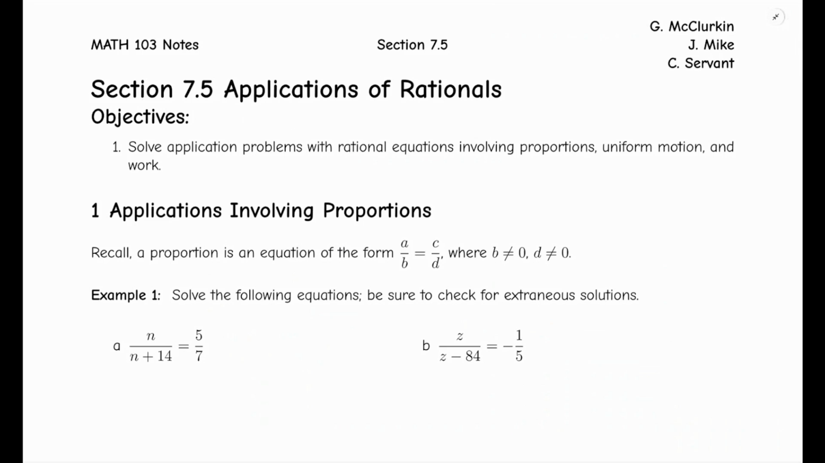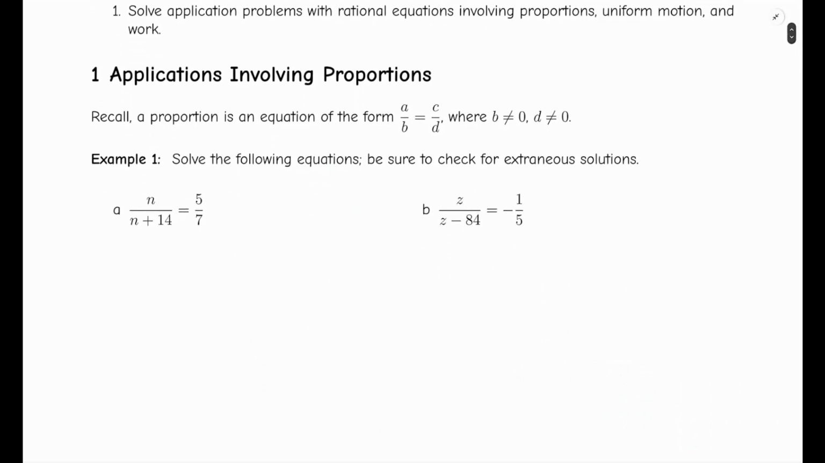Hello, this is section 7.5, Applications of Rationals. Part 1, Applications involving proportions. Recall a proportion is an equation of the form one fraction equals another fraction where the denominators are not equal to 0.